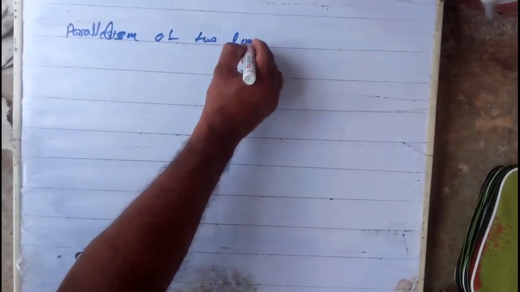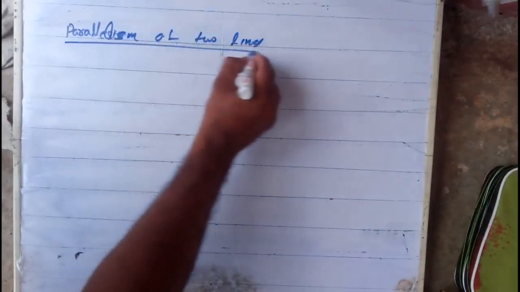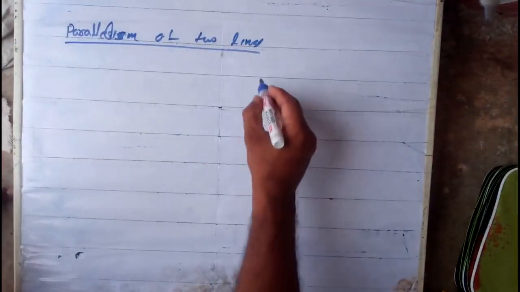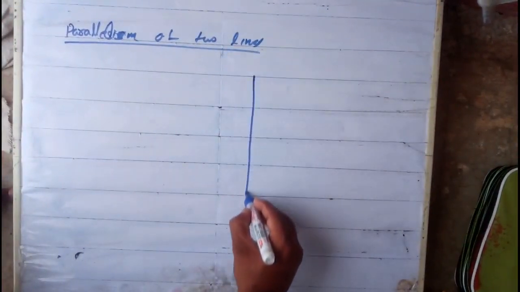Of two lines. Means what? If two lines are parallel, what is the relation between them? Let us check.